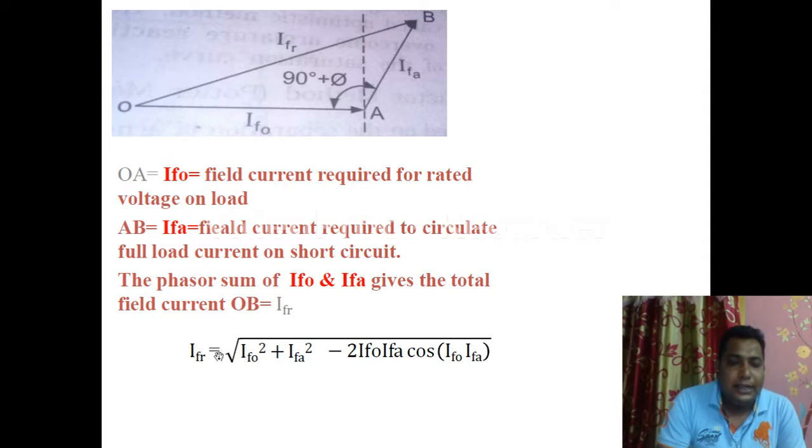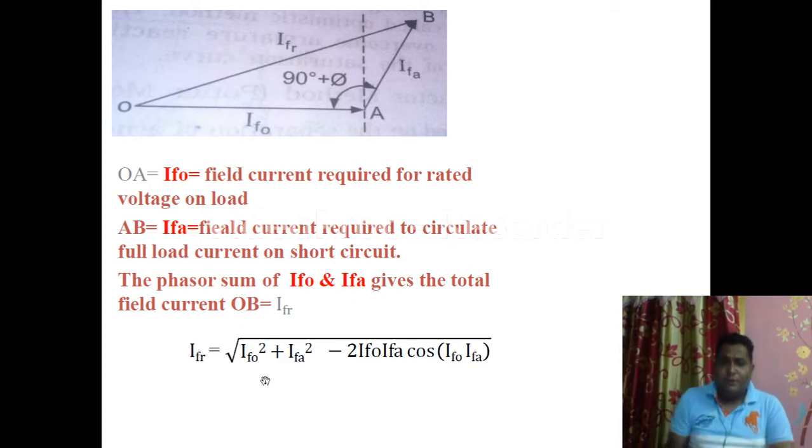The resultant current is equal to the square root of IF0 squared plus IFA squared minus 2 IF0 IFA cos of the angle between IF0 and IFA. So that is the formula. By using that formula, we can find out the resultant field current needed to set up those things at the rated voltage and current value.